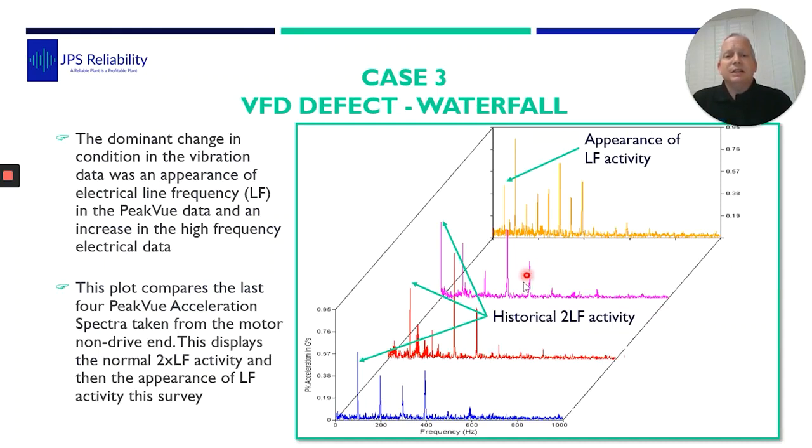This is the vibration data, and down the bottom here is the historical data where you can see the 2 times line frequency. And on this particular survey, suddenly we had an appearance of a 1 times line frequency, 25 Hertz, which is really abnormal. And this is actually the peak view data.